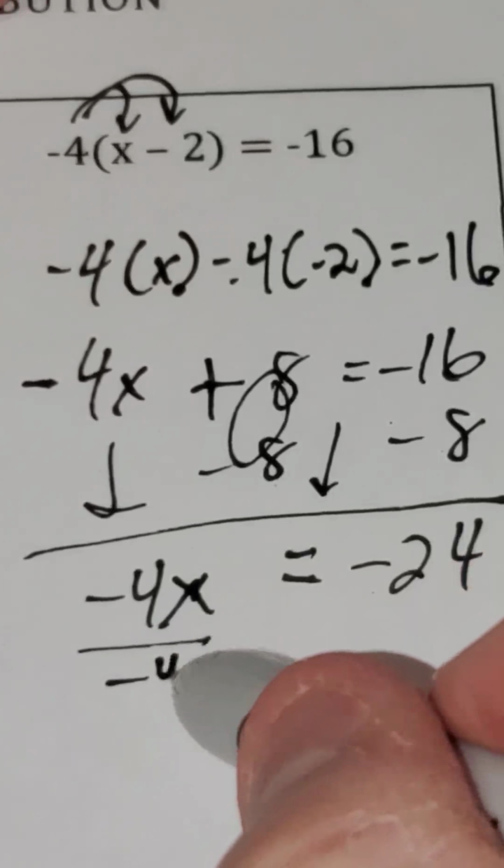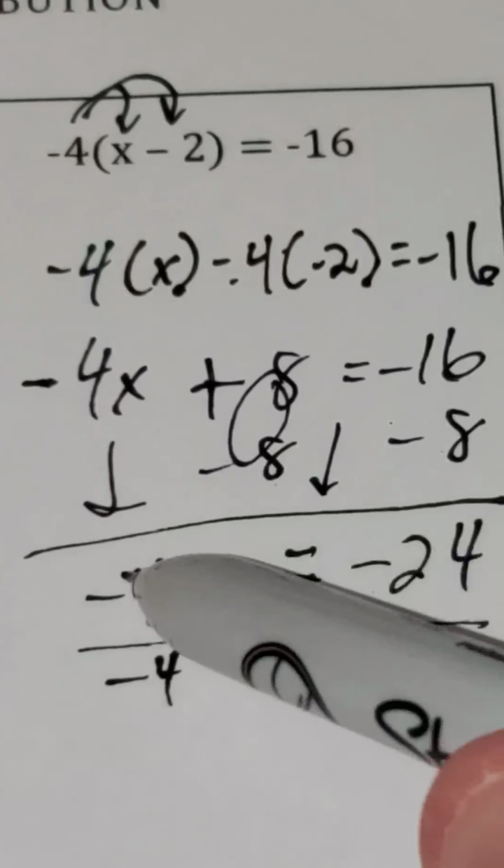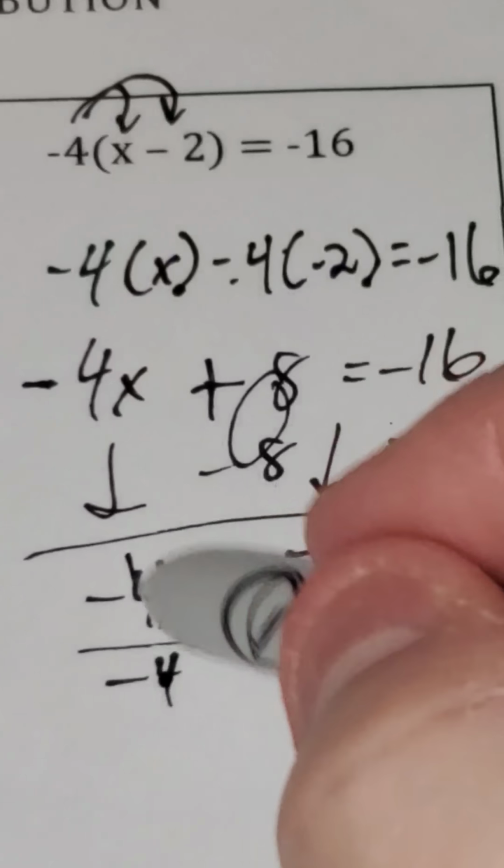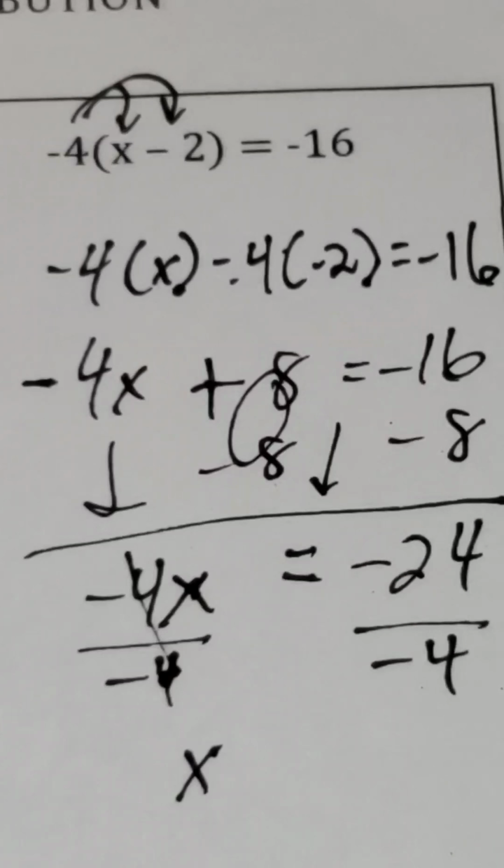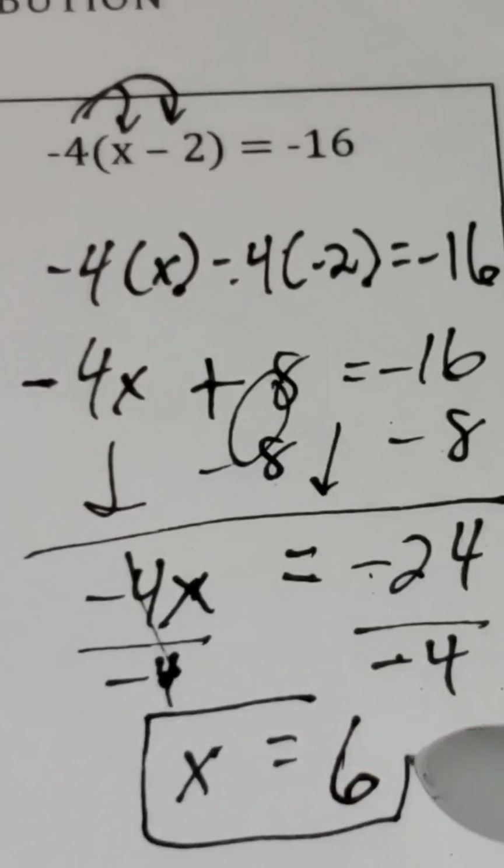We're going to divide both sides here by our -4. -4 divided by -4 is 1. And that leaves us 1x on this side. Negative divided by negative is a positive. We don't need to write the positive. 24 divided by 4 is 6. And you can go up top and check that answer if you want. But I know it works out really nicely.